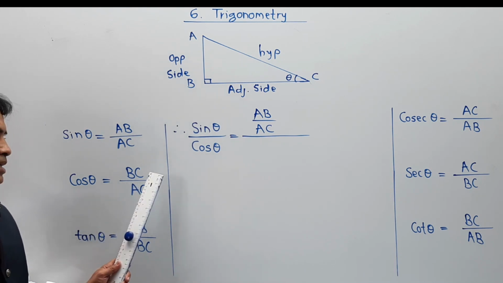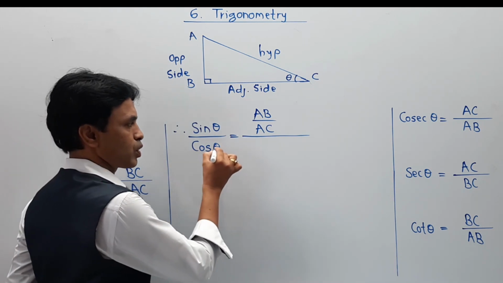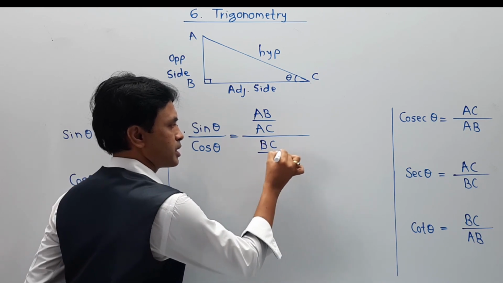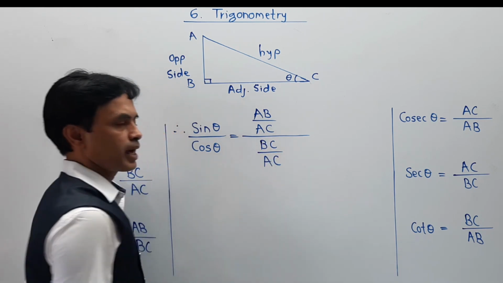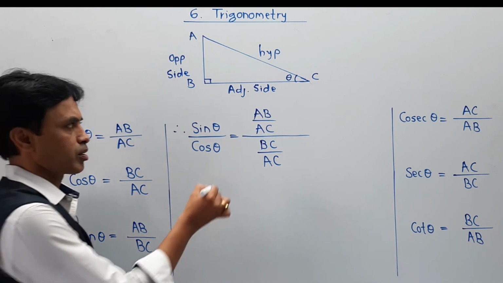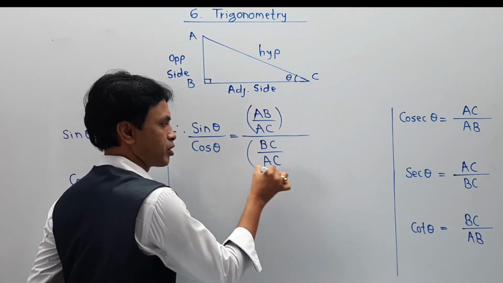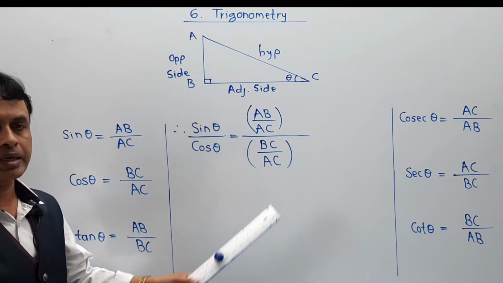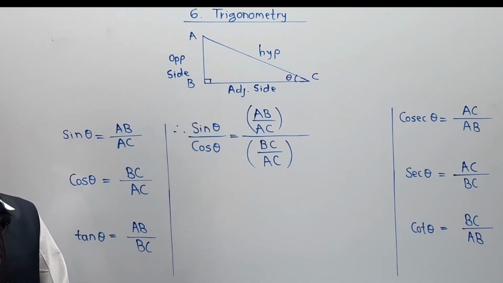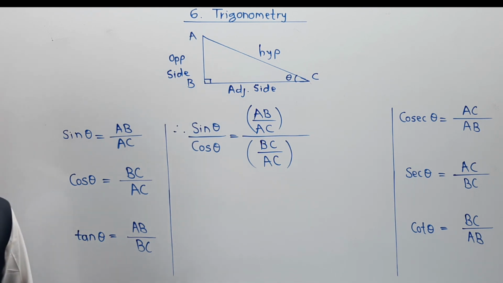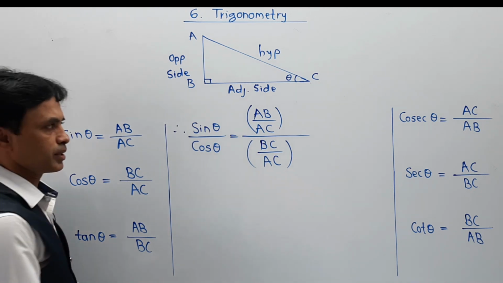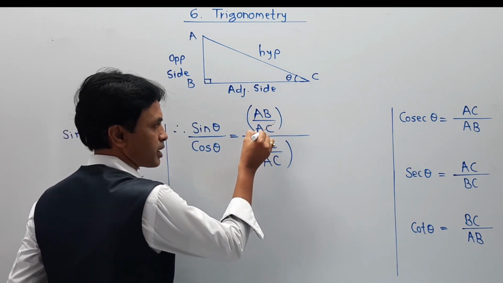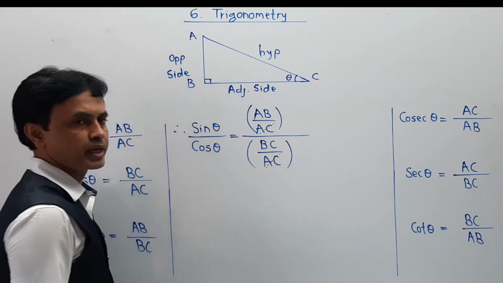Next, cos theta is nothing but BC upon AC. As you see, we have AC in the numerator as well as the denominator. Divided by AC is available in both the cases, so you can cancel the denominator AC from both sides, and we'll get a conclusion.